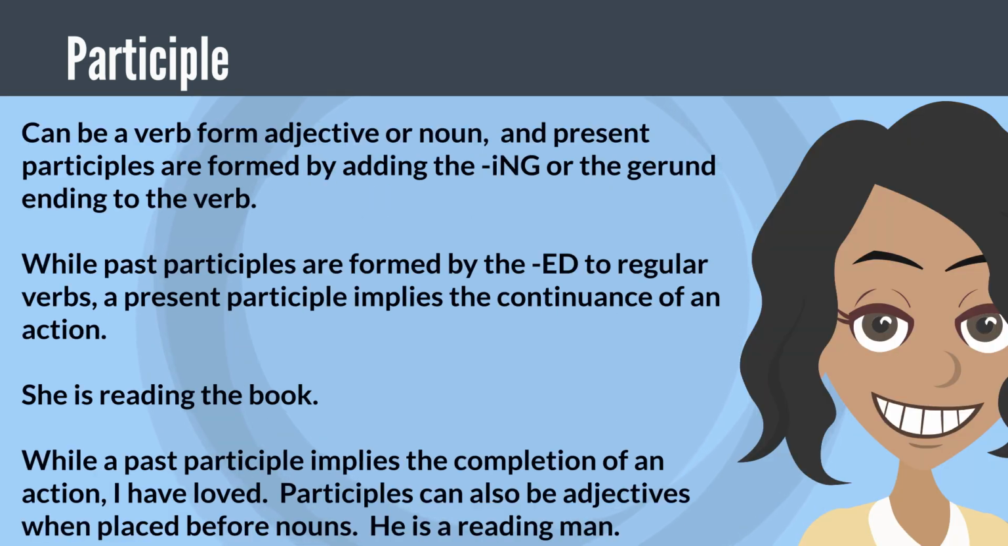A participle can be a verb form, adjective or noun, and present participles are formed by adding the ing, or gerund ending, to the verb, while past participles are formed by adding ed to regular verbs. A present participle implies the continuance of an action. She is reading the book. While a past participle implies the completion of an action. I have loved. Participles can also be adjectives when placed before nouns. He is a reading man.